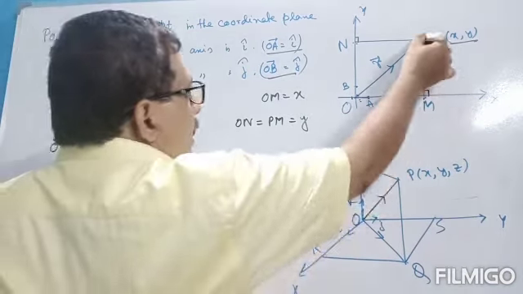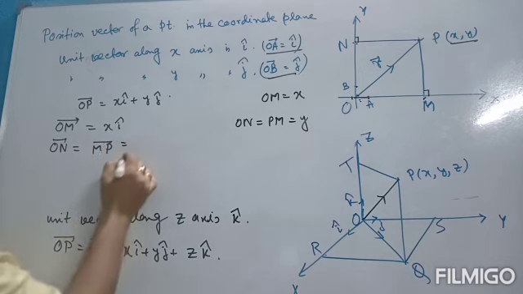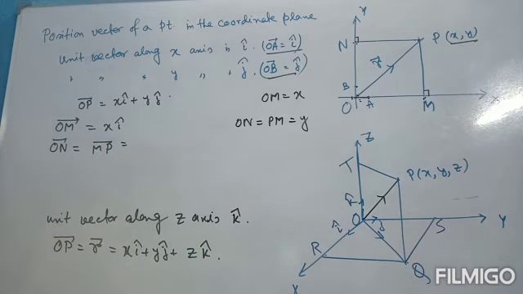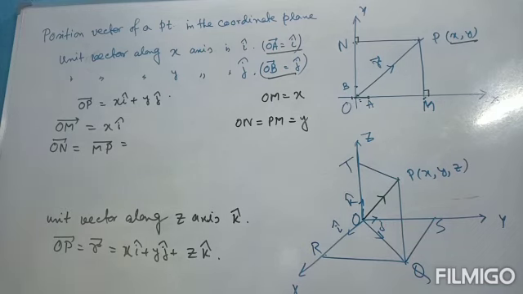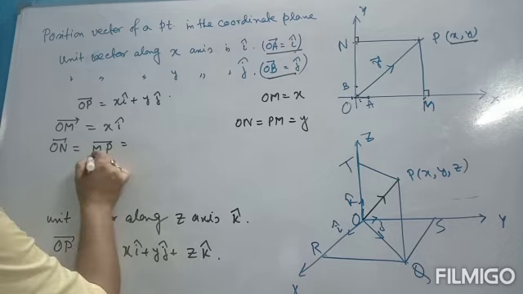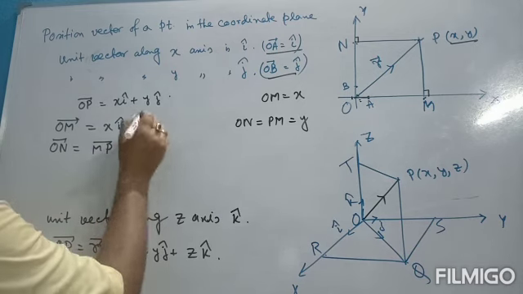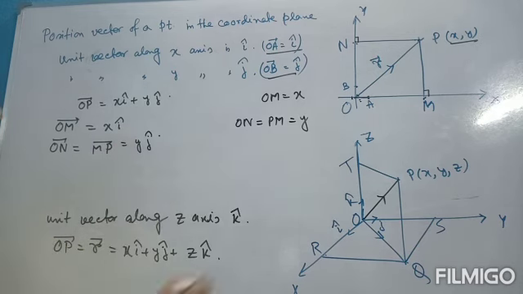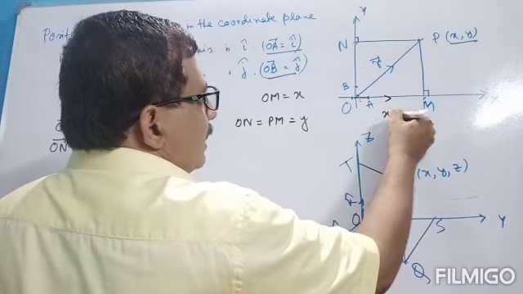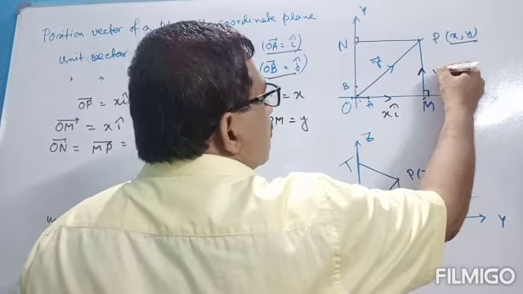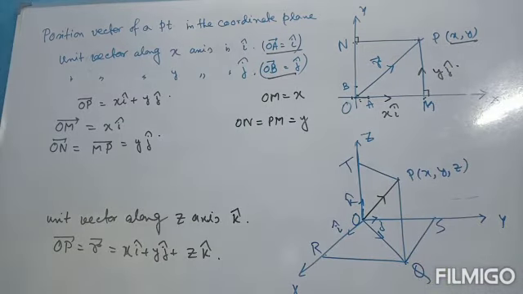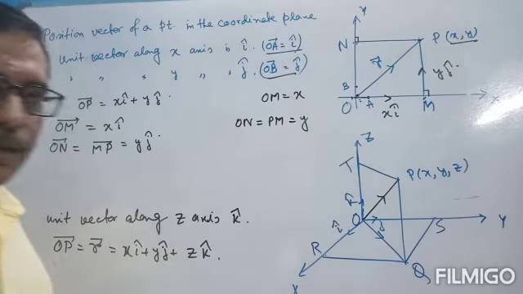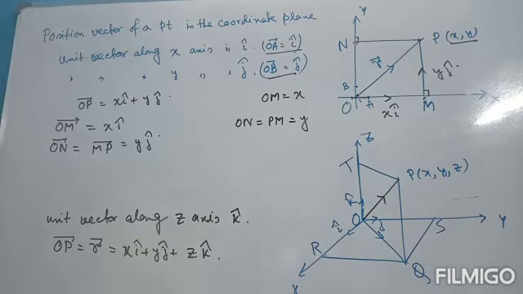ON is equal to MP, that is equal to how much? The unit vector along the y-axis is j, and the magnitude is y. Since PM is y and ON is also y, MP vector or ON vector is y j cap. So this is x i cap and this vector is y j cap. Now again using the triangle law, we have to find the position vector of P in terms of xi and yj.